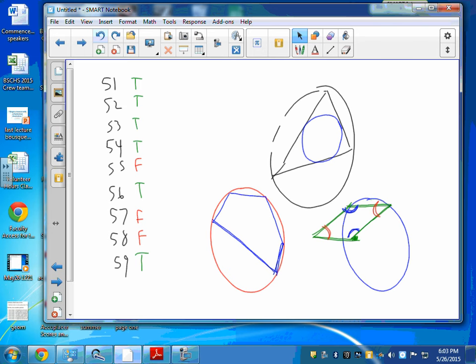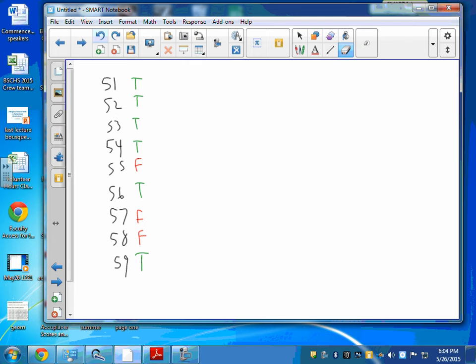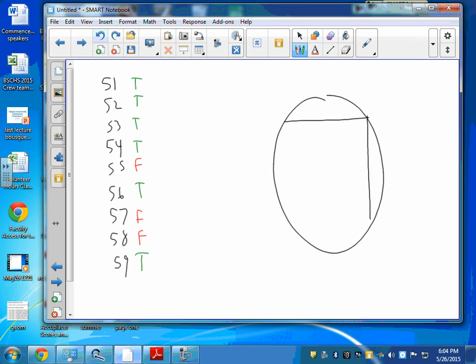Let's see. Every rectangle is cyclic. Yes, again, the definition of cyclic, you can put the vertices on a circle, and the criteria is if opposite angles are supplementary, these two add up to 180, and these two add up to 180. So yeah, we're good there. No problem. That's a true statement.